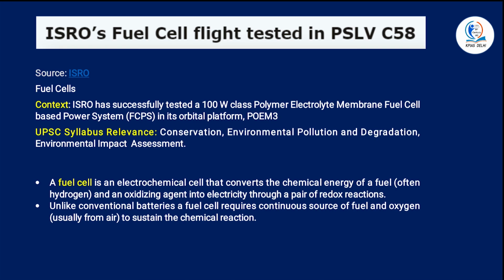First important article, as I told you, ISRO's fuel cell flight tested in PSLV C58. Here the context is ISRO has recently tested the 100-watt class polymer electrolyte membrane fuel cell based power system in its orbital platform POEM-3. This is the context of this particular article. Firstly, you need to understand what a fuel cell is. Fuel cell is required for the functioning of anything that has to be functioning. You need certain energy, so in order to produce that energy, you require fuel cells.